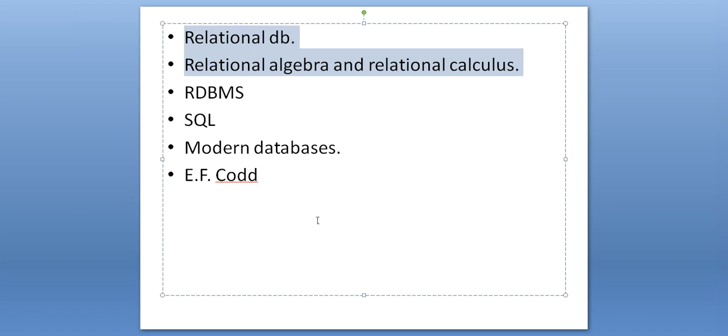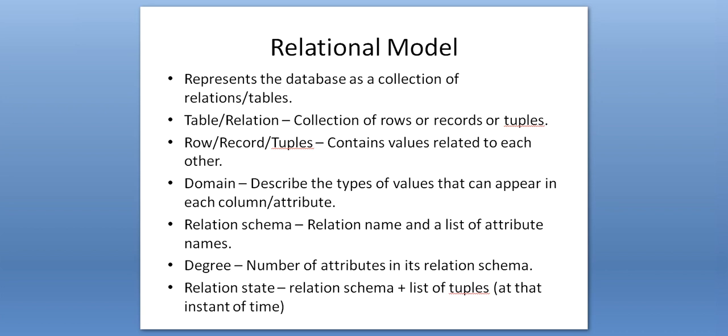Okay, they come up because of the relational database and relational algebra. That's why I'm saying the relational model is a very important database model, and the most popular one. So let us come to the relational model again. This is a brief definition of the relational model. It represents the database as a collection of relations or tables. In simple words you can say table, but I don't want you to use it, because it is not the correct word. The correct word is relation.